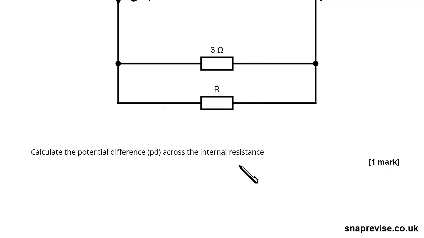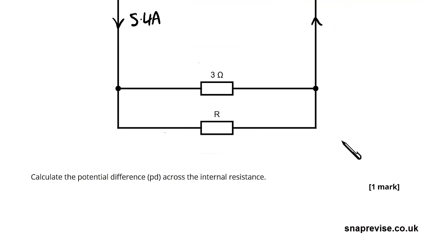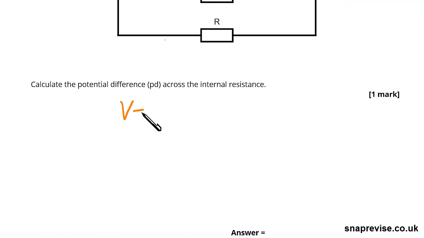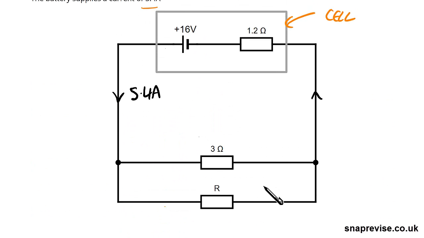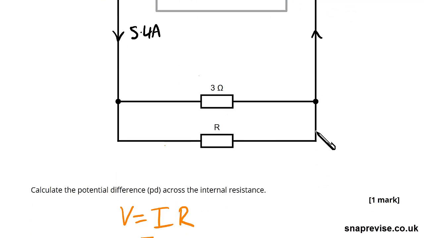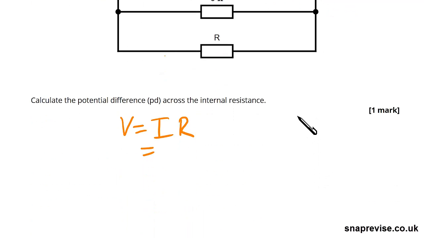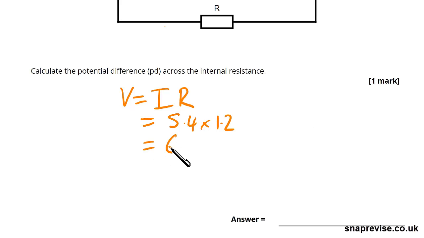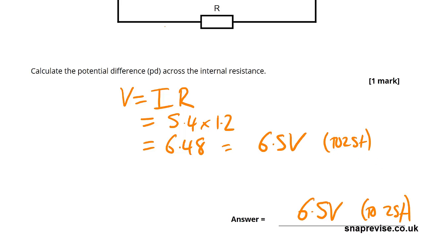So they'd like us to calculate the potential difference across the internal resistance. Now this is very simple, we've done this plenty of times. The potential difference across a component is given by the current through the component times the resistance of the component, V equals IR. In this case we know the current is 5.4 amps, and the internal resistance is 1.2 ohms. So the potential difference is 5.4 times 1.2, which on a calculator is 6.48, so 6.5 volts to two significant figures, and that's our answer.